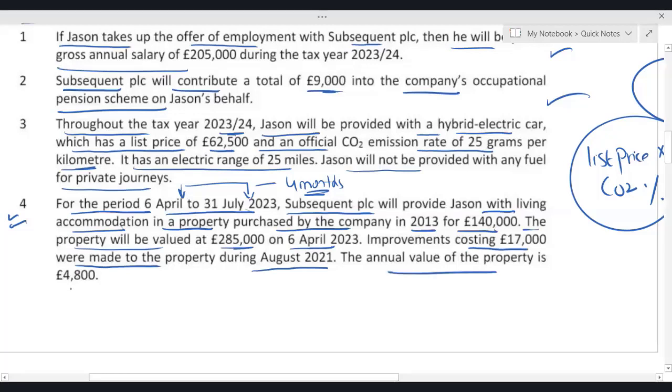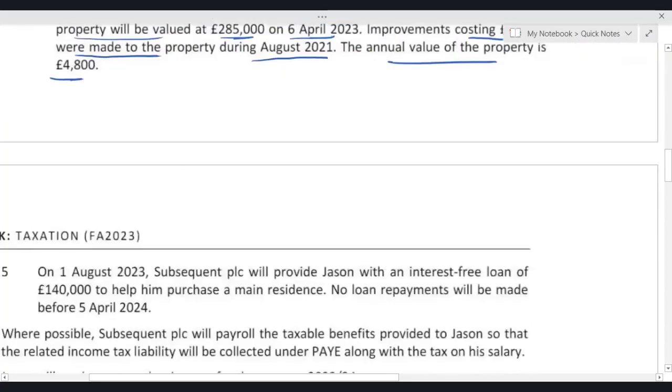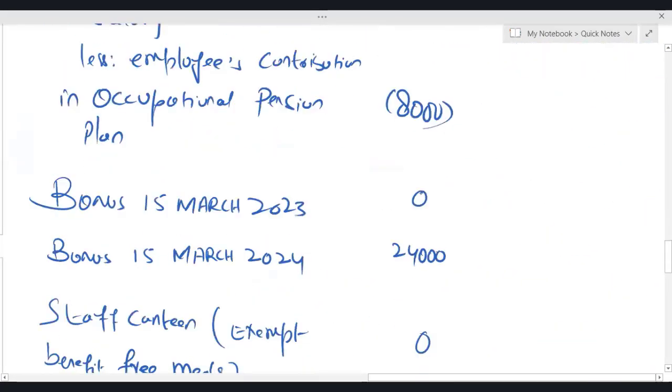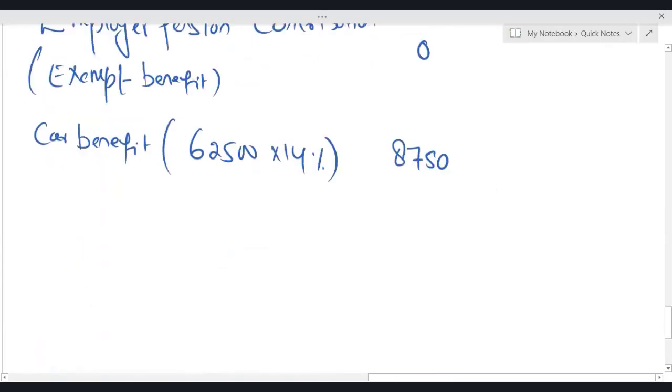Annual value of the property is 4,800. So annual value means simply rent of that property. So we have to calculate the normal basic benefit of the living accommodation as well as additional benefit. But a very important point is additional benefit will not be calculated on the cost, it will be calculated on the market value. So it means subsequent PLC is here.